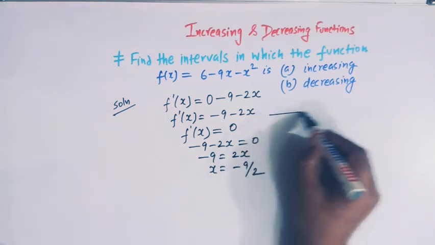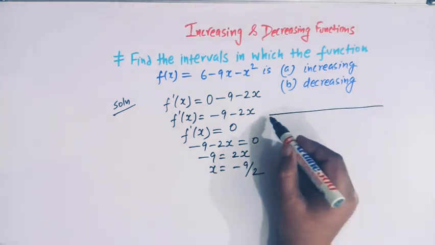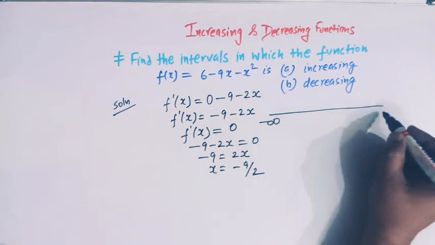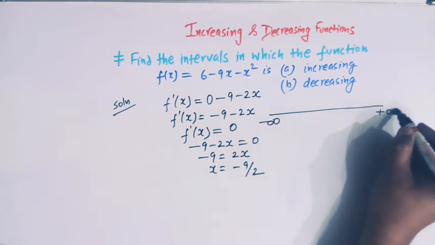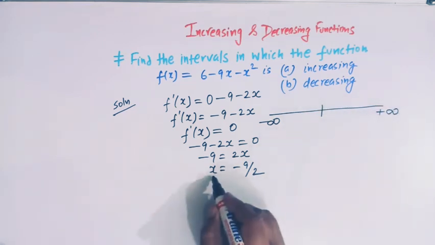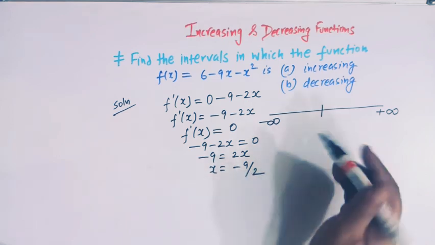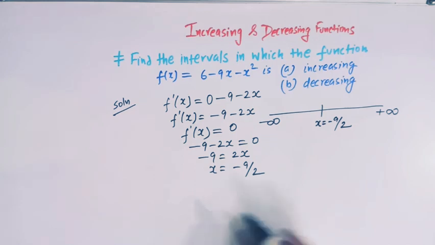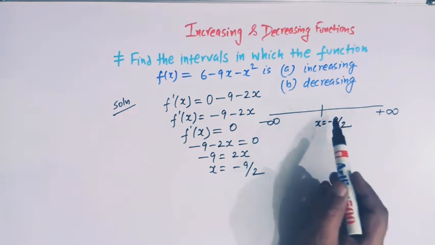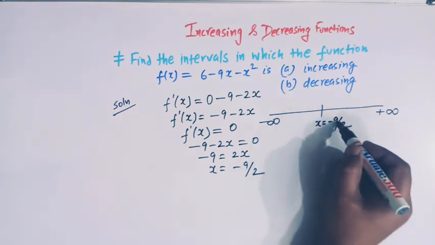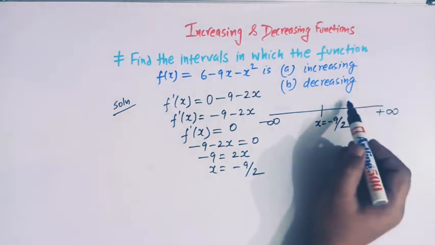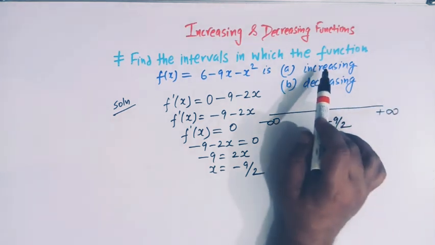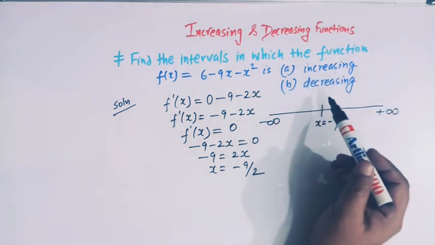Now we'll draw a number line here. So here we have minus infinity, here we have plus infinity, and this is the critical point, x equal to minus 9 by 2, right? And now we see the intervals in which this function is increasing or decreasing.